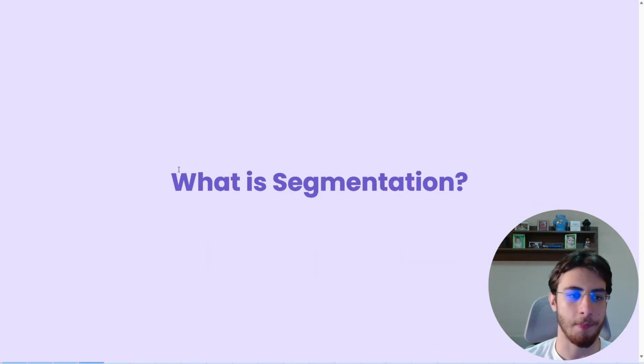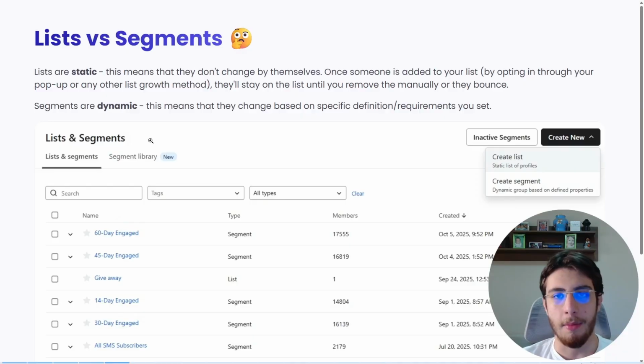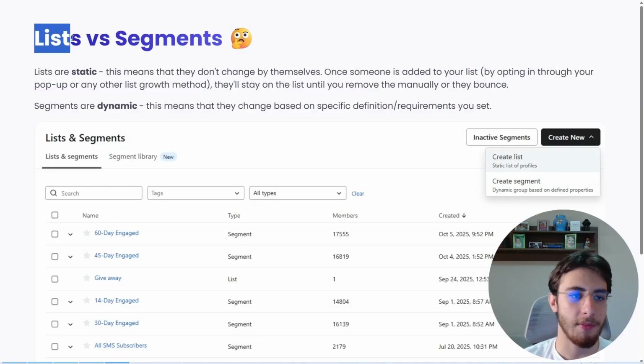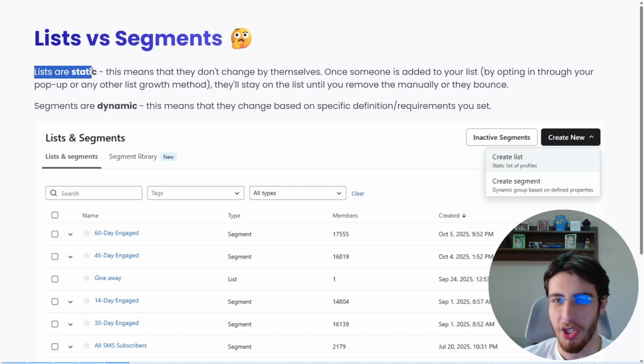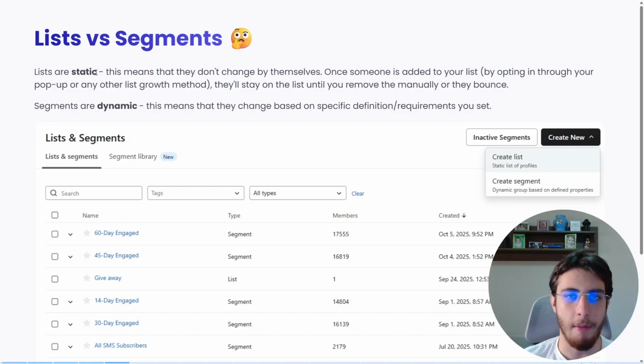So what is segmentation? There are 2 key terms you need to know in this domain, okay? Lists, there are lists, and there are segments, okay? And I'm going to explain the difference. So lists are pretty much self-explanatory, I guess. They're static, okay? So this means that they don't really change by themselves.